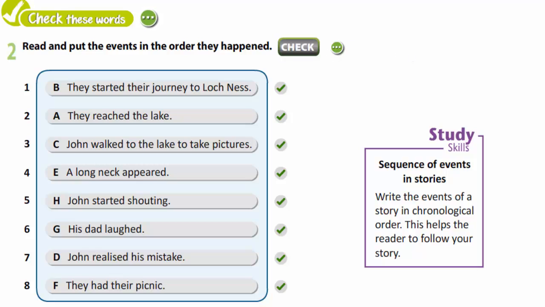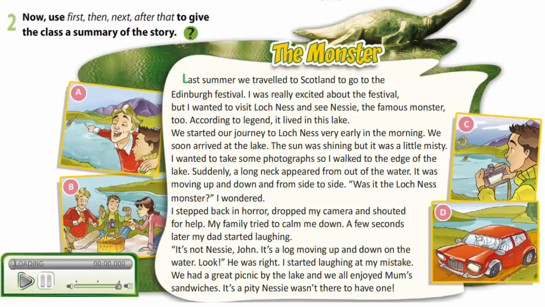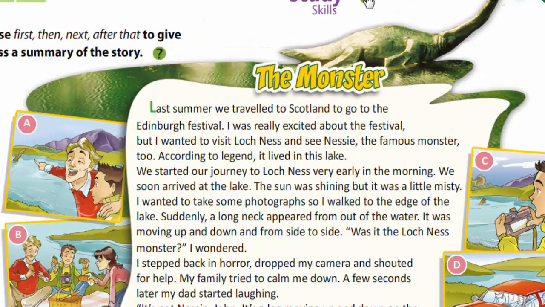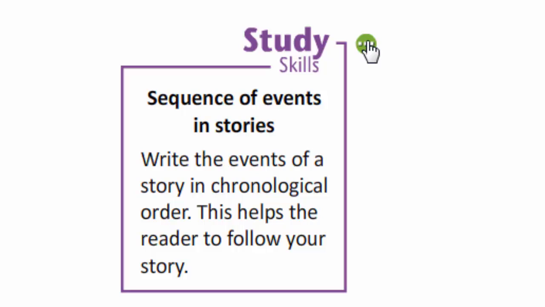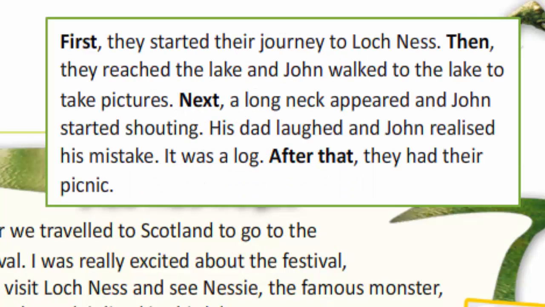They had their picnic. And now you are to use the words first, then, next, after that to give a summary of the story. Let's listen to the model. You are to remember about sequence of events in stories. You are to write the events of a story in chronological order. This helps the reader to follow your story.